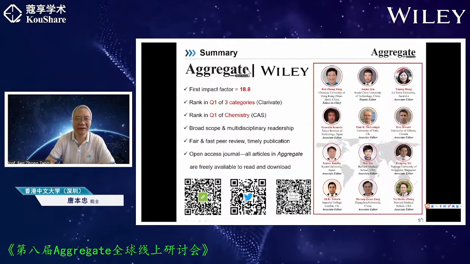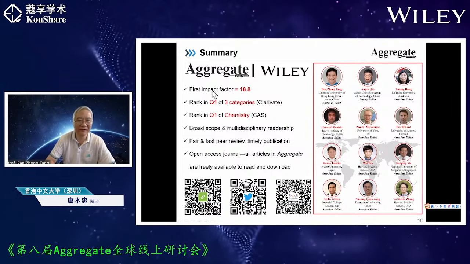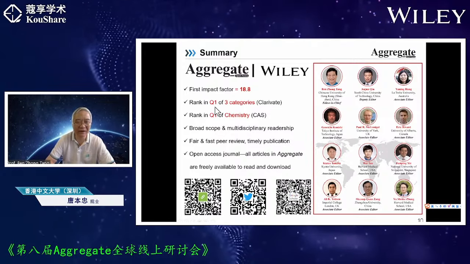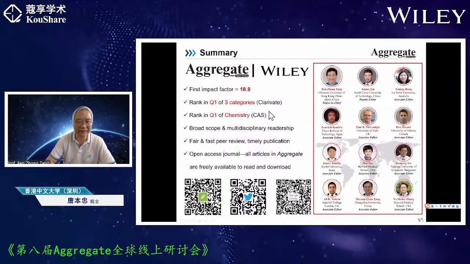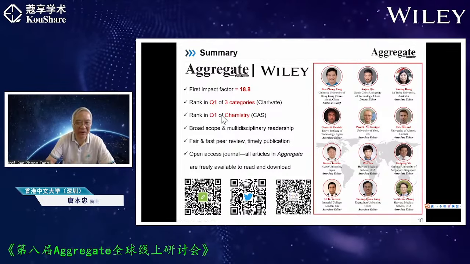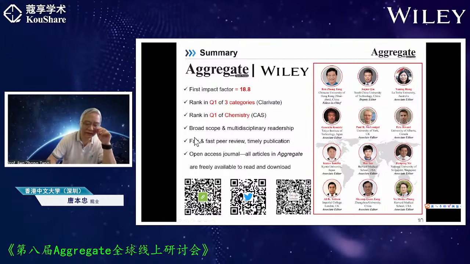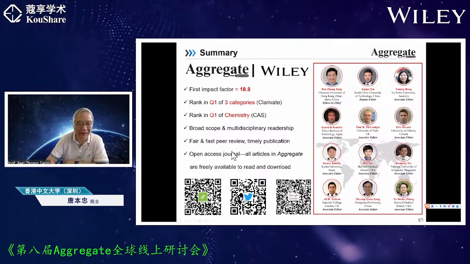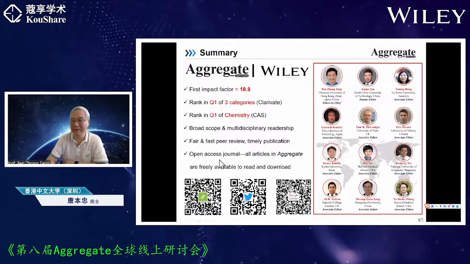So in summary, Aggregate is developing very fast. Our first impact factor was 18.8, and it was ranked in the Q1 category of 3 areas by JCR, and in Q1 of chemistry by the Chinese Academy of Sciences. The scope is very broad, the readership is multidisciplinary, the review is fair and fast, the publication is timely, and it's an open access journal.